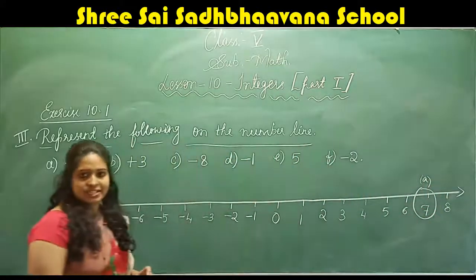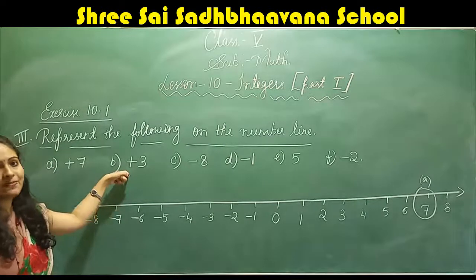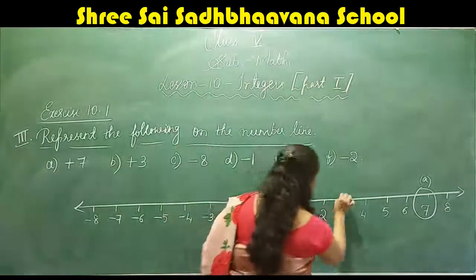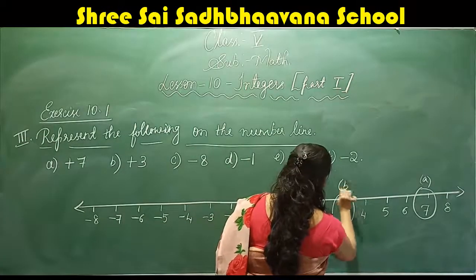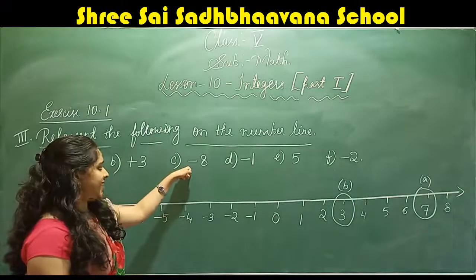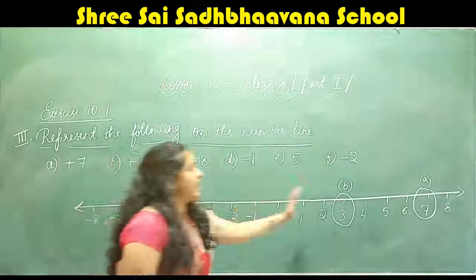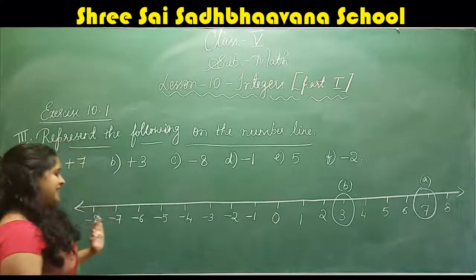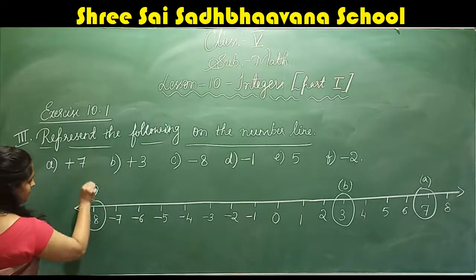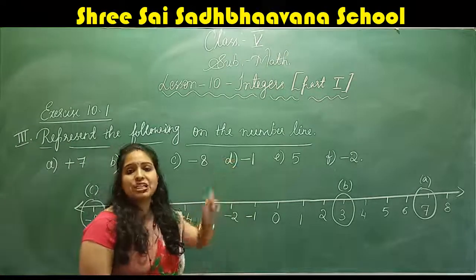Okay, understood? Okay, so the next one, positive 3. Where is positive 3? Which side? Left side or right side? It is right side. Here it is. So the B answer is here. Okay. Next, you see -8. Where we have to find -8? Right side or left side? Left side. -8. C answer is here.